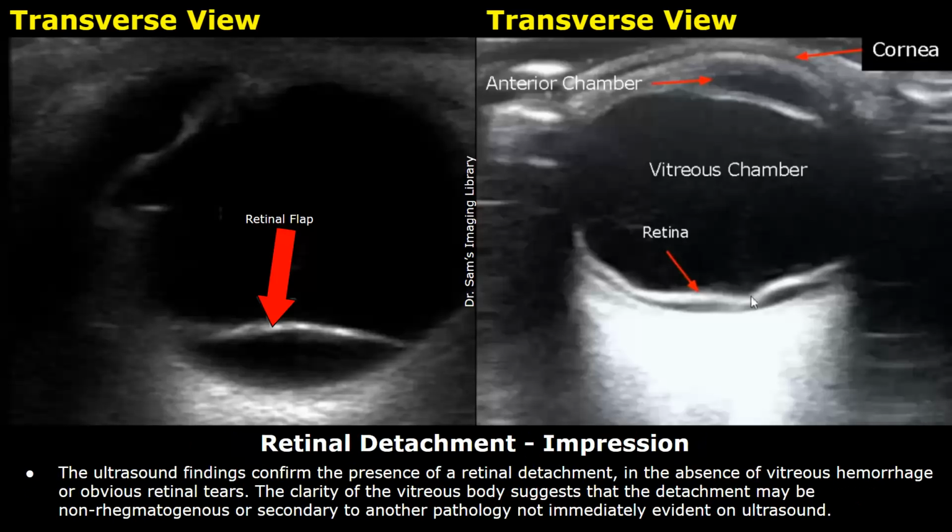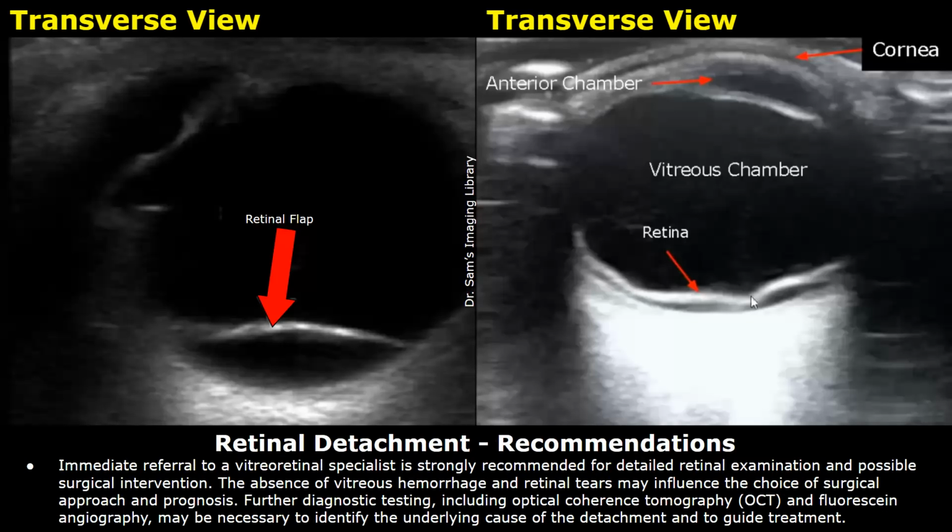This is the impression. The ultrasound findings confirm the presence of a retinal detachment in the absence of vitreous hemorrhage or obvious retinal tears. The clarity of the vitreous body suggests that the detachment may be non-rhegmatogenous or secondary to another pathology not immediately evident on ultrasound.